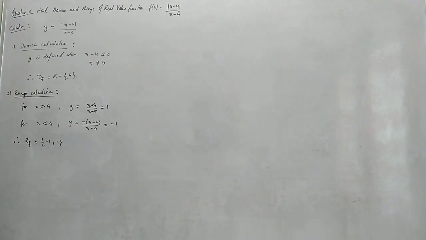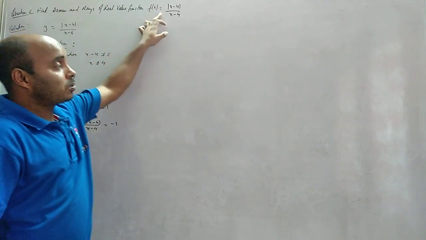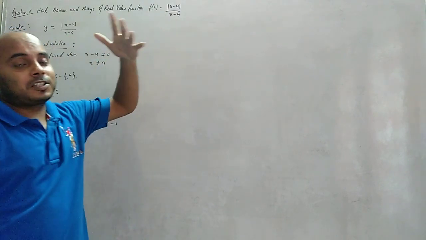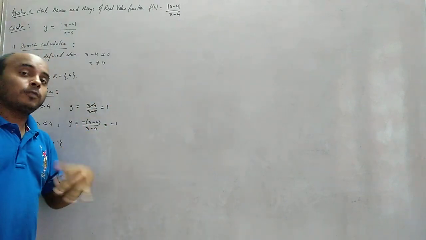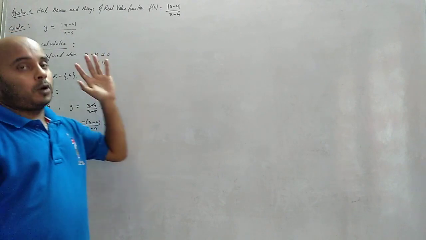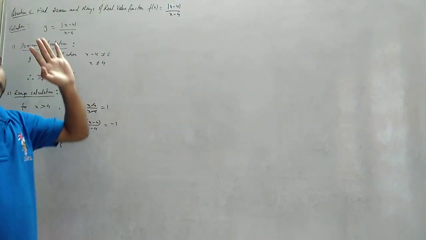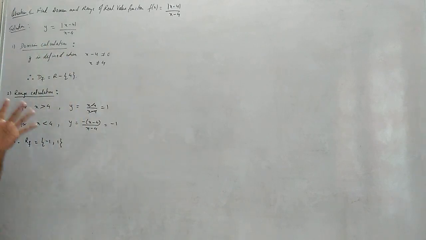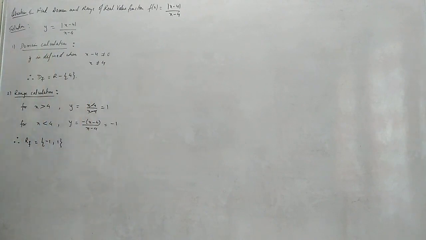Okay, question number 6. Find the domain and range of the real valued function f of x equals to mod of x minus 4 divided by x minus 4. Now here come the modulus questions, where we have mod. How to find the domain and range of those questions where we have mod. This is the question. The specialty about this question is that we have a modulus function.